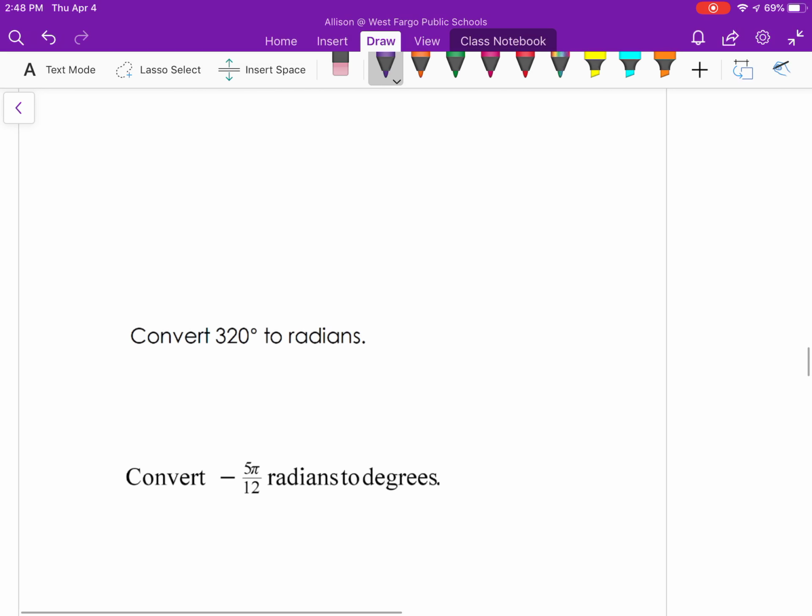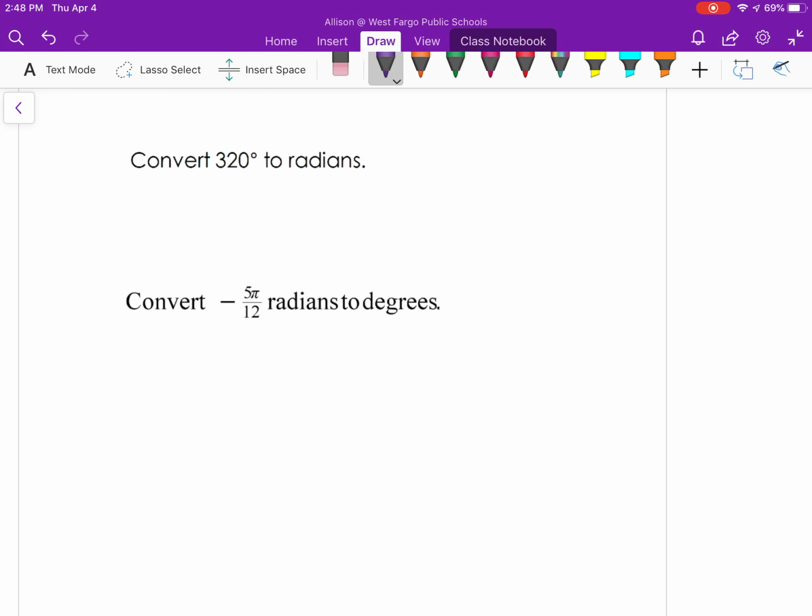So here's a couple examples. 320 degrees to radians. So we want to take 320 degrees and change it into radians. So I will multiply it by pi over 180. And you can put 320 over 1 so you can see that you're multiplying across the top. And you could simplify diagonally.